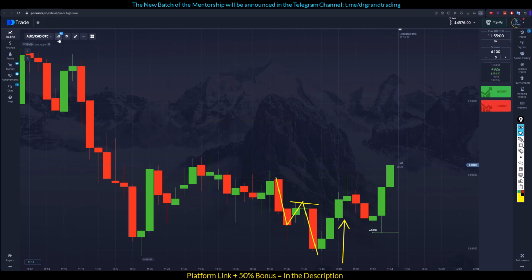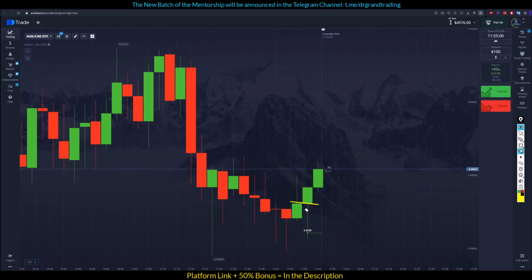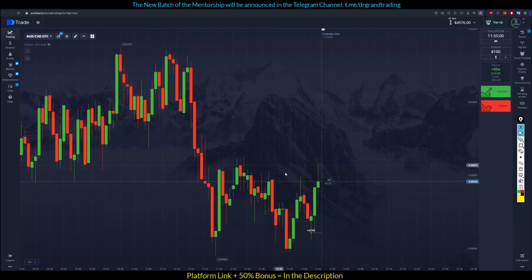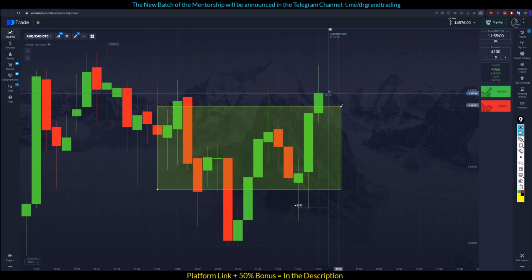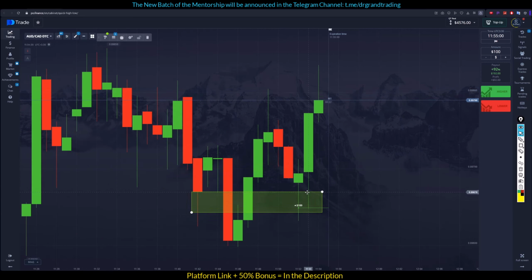So what is a confirmation? We go to the 3-minute time frame and you see this engulf. If you see the engulf, that's called higher time frame confirmation. But what about the lower time frame confirmation?